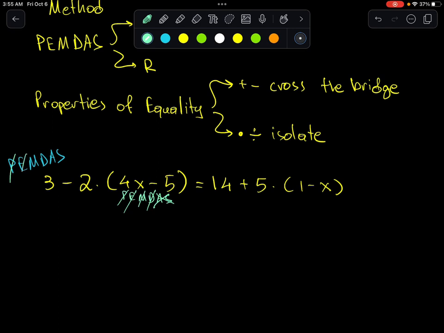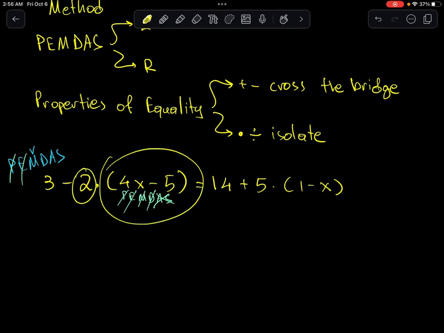Then let's move on to exponents. I don't have exponents. Now, do I have a multiplication? Yes, I have a multiplication here, and this is what I'm going to do. Okay, now how do you multiply a number times a parenthesis? You have to distribute, multiply the number times each term. This is one term, this is another term.